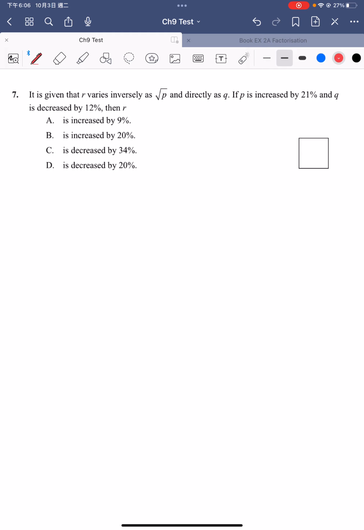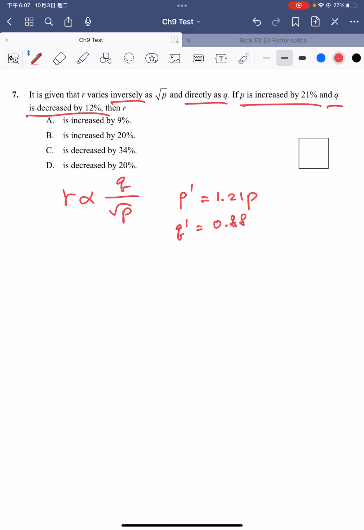Alright, question 7, we have that r varies inversely, so we put the square root of p at the denominator, and directly as q cubed, so we put q at the numerator. So now we have p is increased by 21%. So the new p is equal to 1.21p, and q is decreased by 12%. So I have the new q is equal to 0.88q.